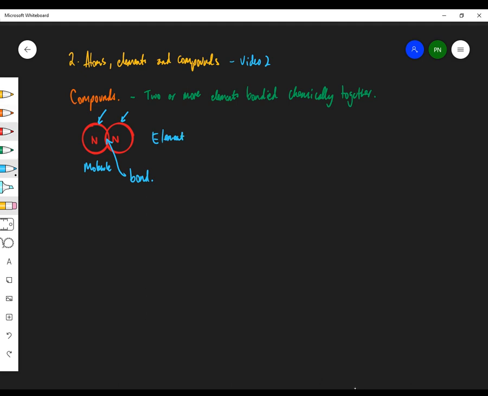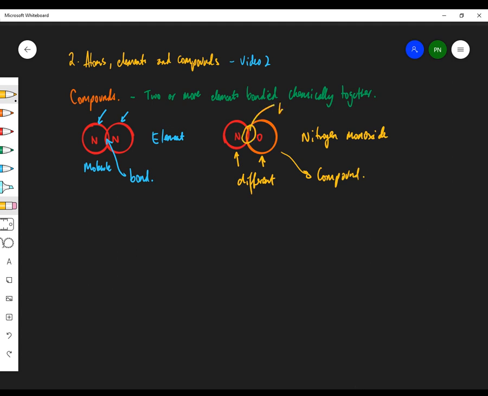But if we look at something like nitrogen, and then we bond it to oxygen, like that, this becomes nitrogen monoxide. Obviously, the two atoms are different, so this thing here is a compound because the atoms are different. Simple as that. And again, in this area where they're touching, this is the bond. So they're bonded together.